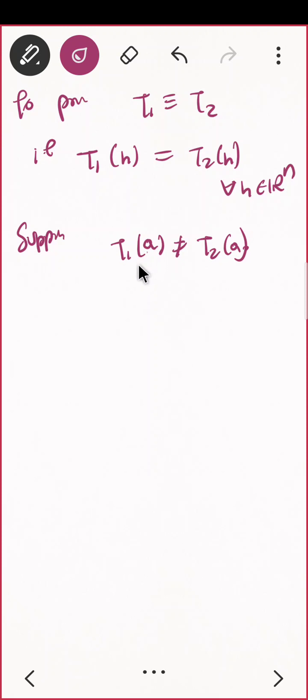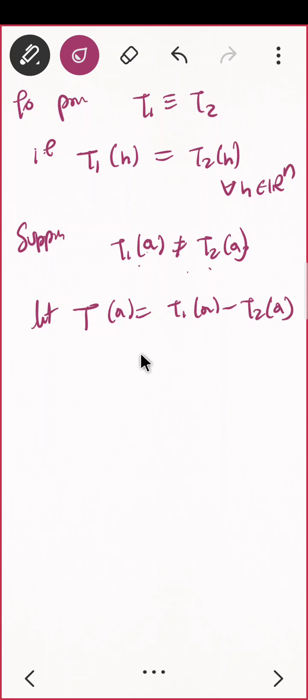So suppose t1 of a is not equal to t2 of a, but both are linear transformations. Can I define a new t? Let t of a equal to t1 of a minus t2 of a. Can I do that? Yes. So this t of a is non-zero. That is what I know by my consideration.